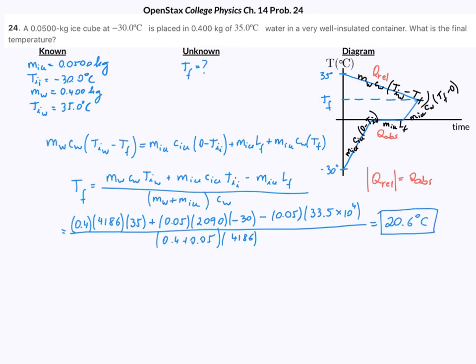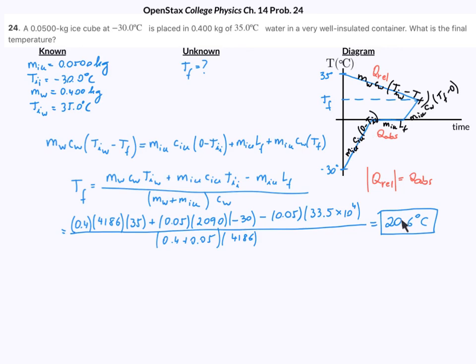Now, I kind of lucked out in this problem. I wasn't aware whether the amount of heat that was released by the water would be sufficient for the ice cube to go through all of these processes. I just assumed that this is what would happen. Let's say that we would have obtained a negative value here. That would have meant that there wasn't enough heat released by the water to melt the ice cube.